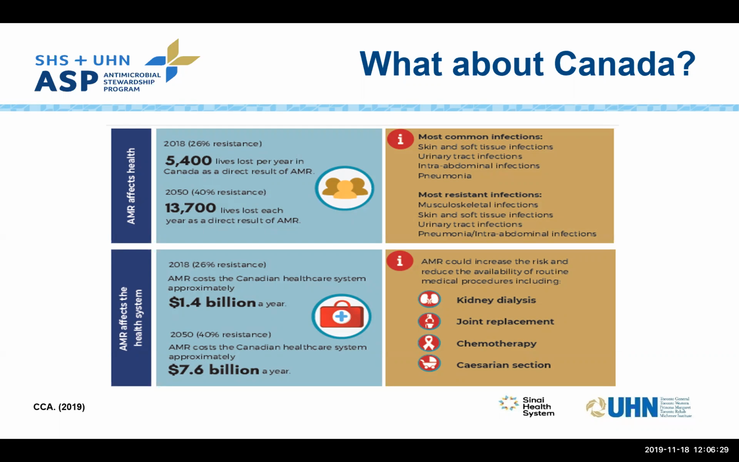And if predictions are to be true, then in 2050, if the resistance rate is at 40%, we will end up losing 13,700 lives that will be directly attributed to antimicrobial resistance. So I provided some statistics and some data for the world, and I provided some statistics and some data for Canada, and I want you to take a break. Let's go to the next slide.